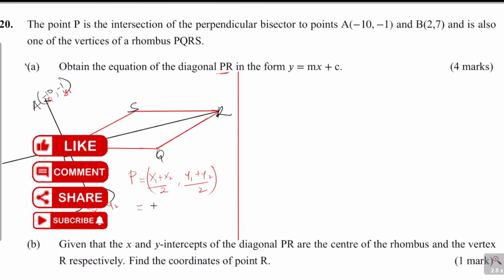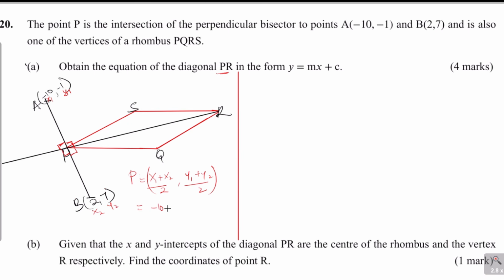So X1 is -10, then X2 is 2, then you divide by 2. Y1 is -1, Y2 is 7, then divided by 2. So this gives P to be -8 divided by 2, this is -4, and then this one is 6 divided by 2, that would be 3. So point P is -4, 3. Point P, which is here, the center there, is -4, 3.